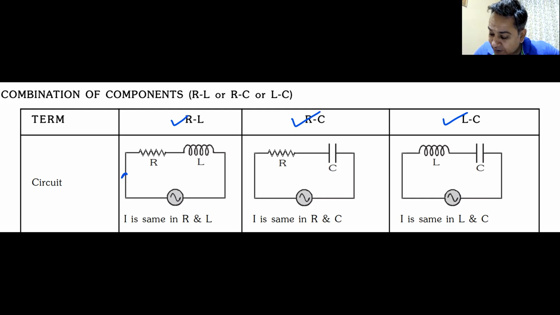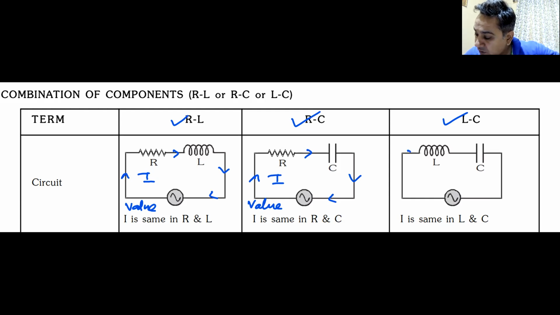The current in the circuit, if I talk about the current, it is a series circuit. Therefore, the value of current is the same in L and R. Here also the value of current is the same in R and C. Here also the current is the same because it is a series circuit. The value of current is the same.